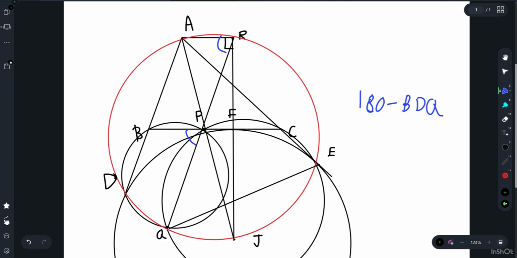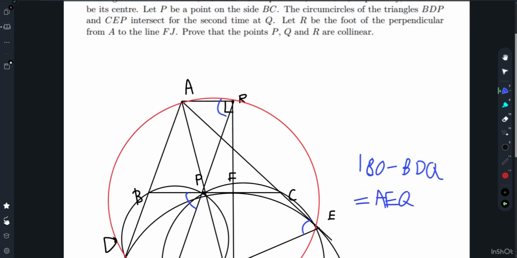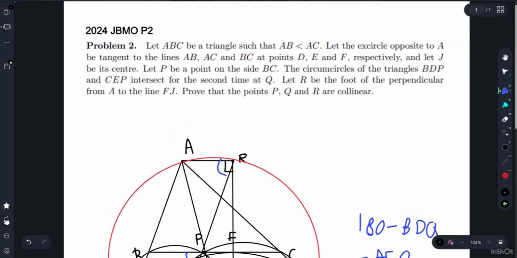These are cyclic. And so now we want to prove that 180 degrees minus BDQ is equal to angle AEQ. And angle AEQ plus BDQ is actually equal to 180 degrees because AEQD is cyclic. So that means that angle ARP is equal to angle BPQ, which means that RQ is a transversal, which means that PQR are collinear. Thank you guys for watching.